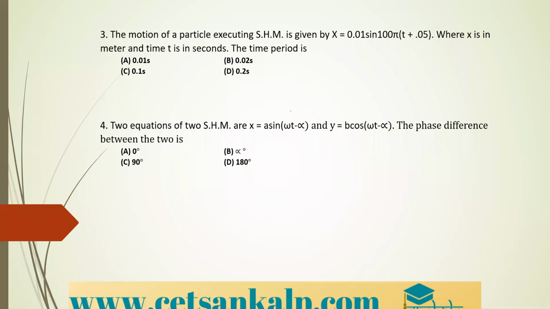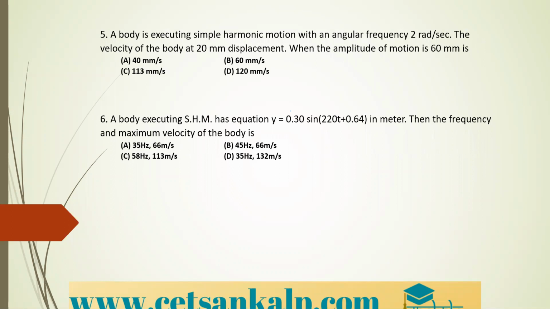Let us see the next question. A body is executing simple harmonic motion with an angular frequency of 2 radian per second. The velocity of the body at 20 millimeter displacement, when the amplitude of the motion is 60 millimeter, is. So here a body is executing simple harmonic motion. Its angular frequency is given as 2 radian per second, and the velocity is asked at 20 millimeter displacement when the amplitude is 60 millimeter.